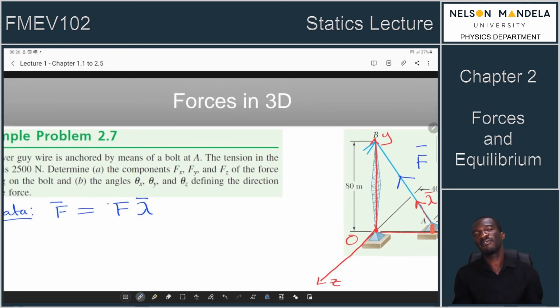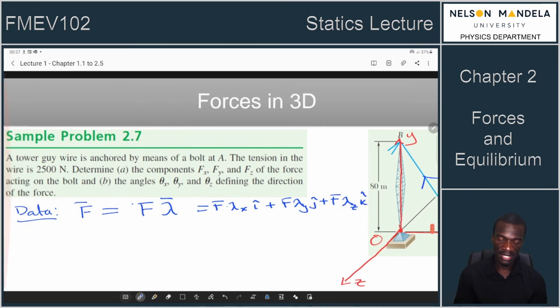So we want to find Fx, Fy, and Fz. We know for sure that Fx is simply F multiplied by lambda x in the i. And then Fy is F multiplied by lambda y in the j. And then Fz is F multiplied by lambda z in the k. So basically that is our force. How do we find lambda? So these will be our components. So we're already happy. How do we find lambda?